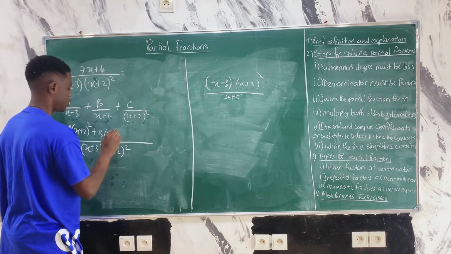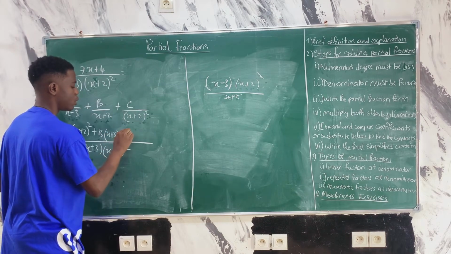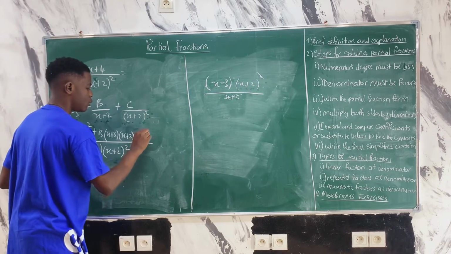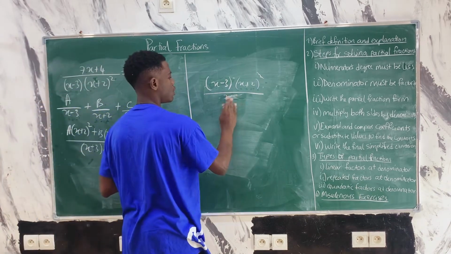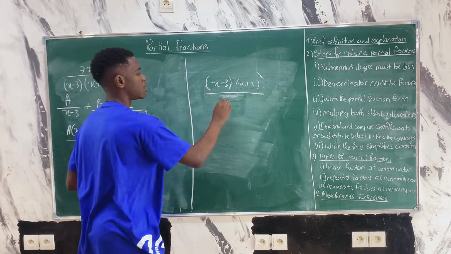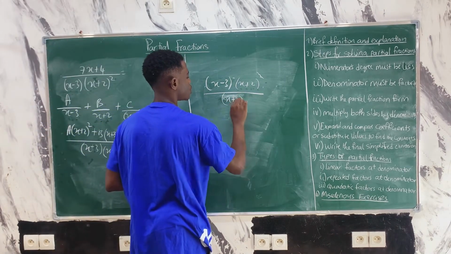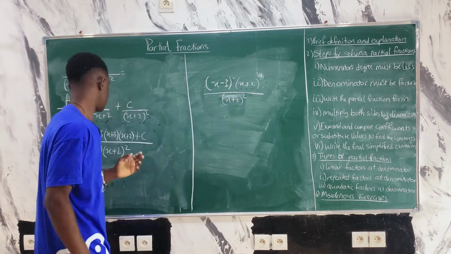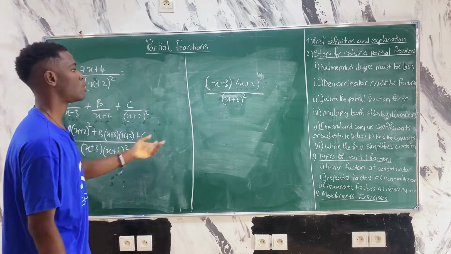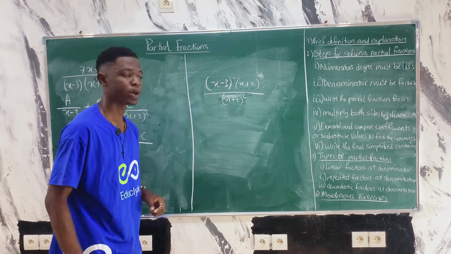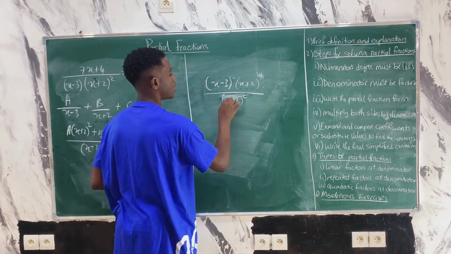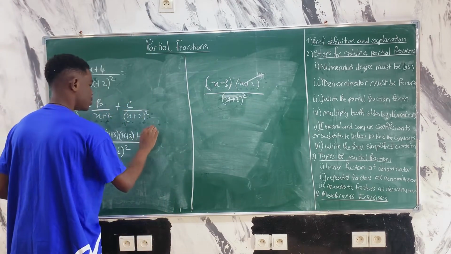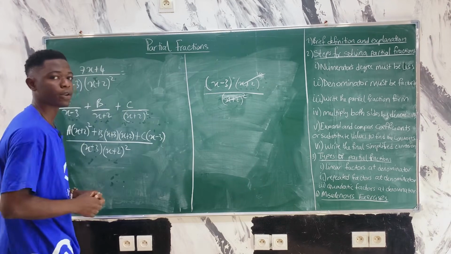x minus 3 into x plus 2. Now plus C into, under C we have x plus 2 all squared. So when I do x minus 3 into x plus 2 all squared divided by x plus 2 all squared, this will cancel this, and I'll be left with x minus 3 only. So it will be C into x minus 3.